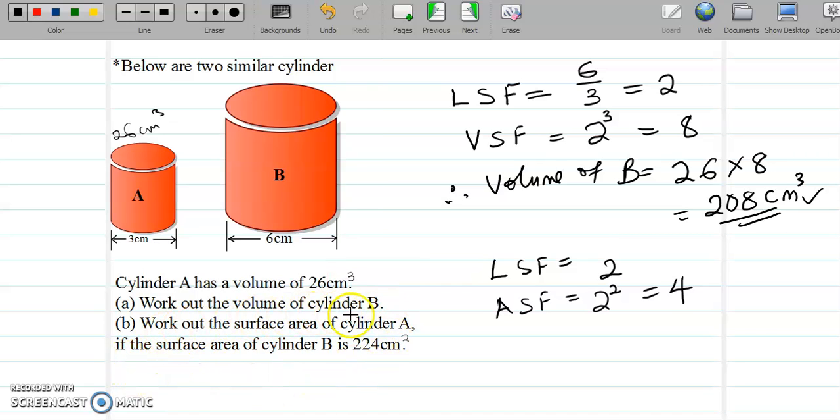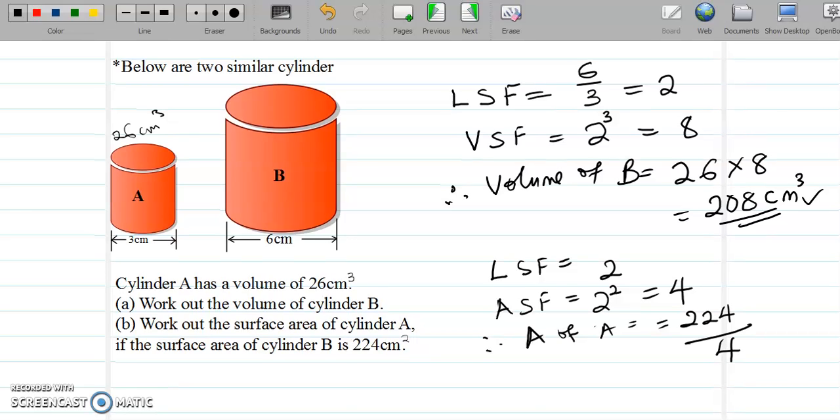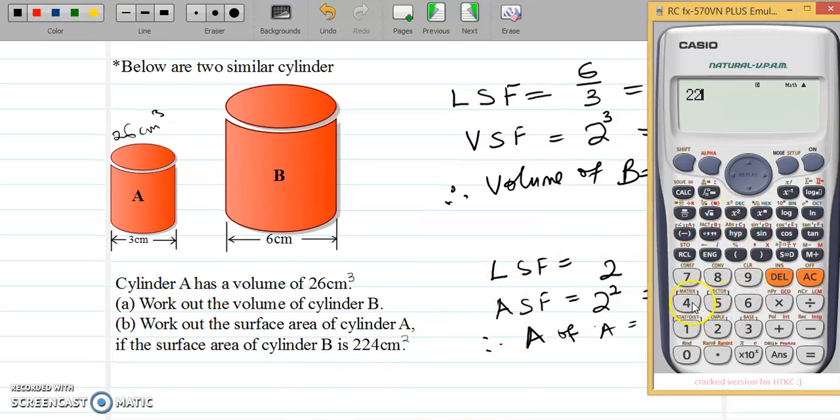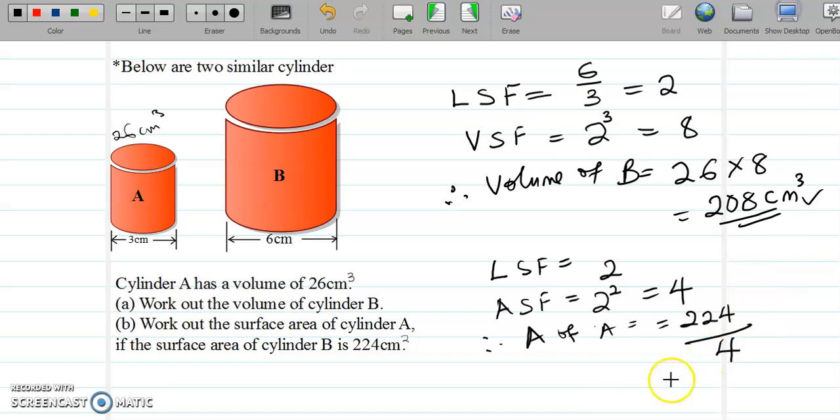So to find the surface area of the small cylinder, if the big cylinder is this, the surface area of the small cylinder A will be 224 divided by 4. 224 divided by 4 will give us 56. So 56 cm squared is the surface area of A. So that's how we solve the problem.